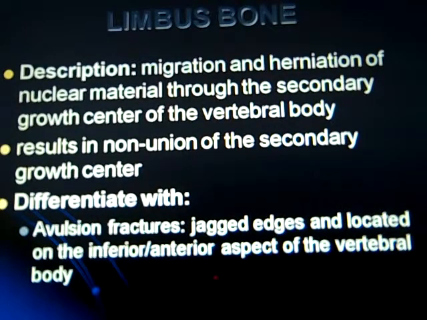You can also sometimes make a distinction by looking at the location of where it is. An avulsion fracture is more commonly found on the inferior anterior aspect of the vertebral body. A limbus bone is more commonly found on the superior anterior aspect of the vertebral body.